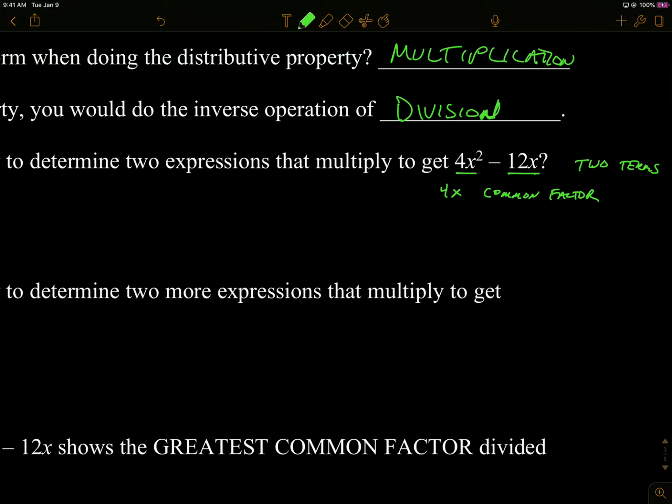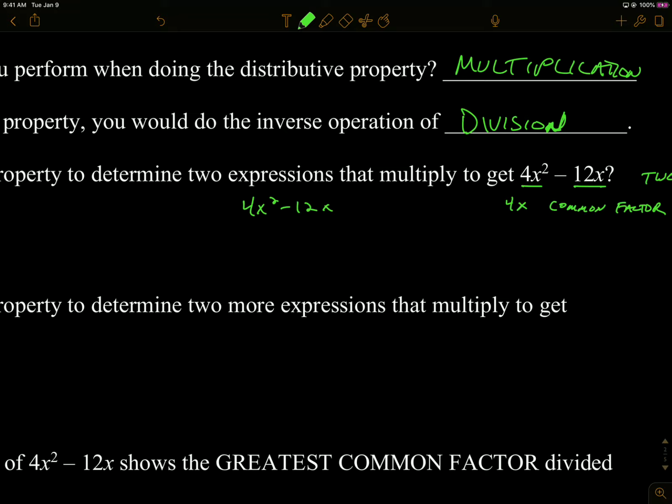So now I know I can write, I'll write it over here. I know that I can rewrite 4x squared minus 12x as 4x times something else. Okay, 4x times something else. So how do we find out that something else? Well, first of all, since there's two terms in the original, there's going to be two terms in the second factor when we do common factoring. And what we're going to do is divide those out.